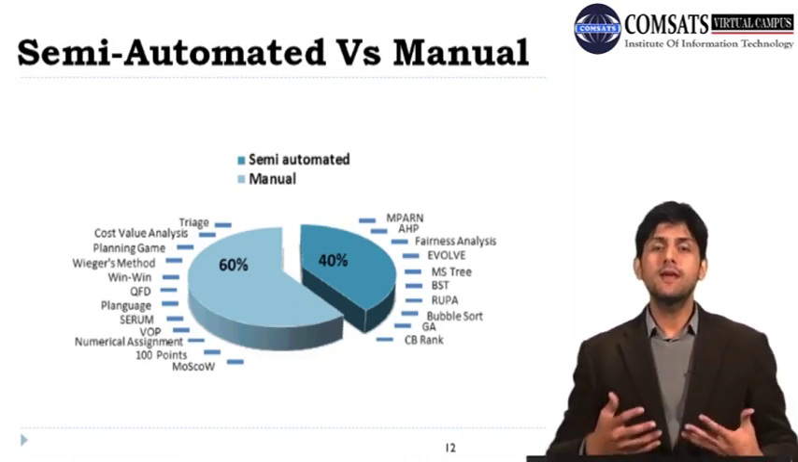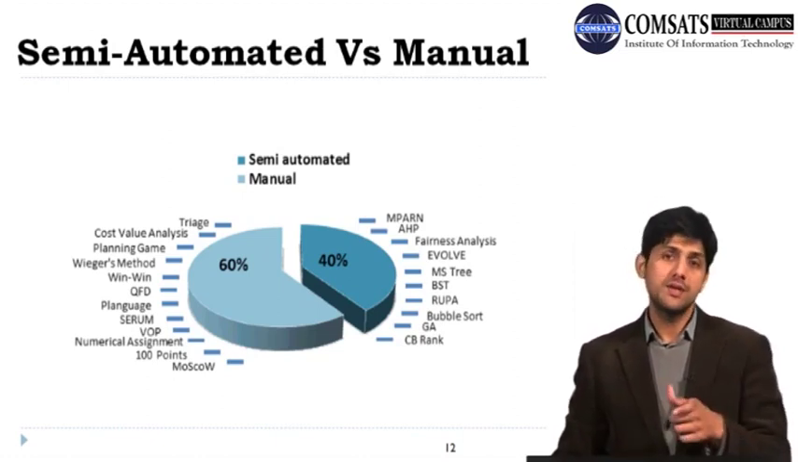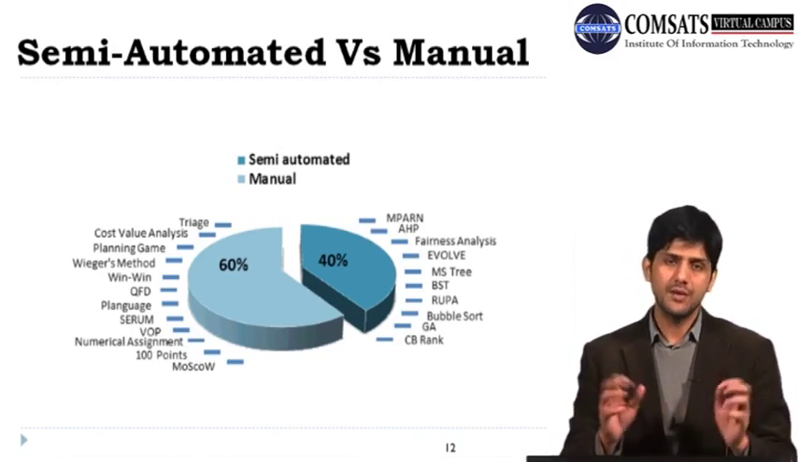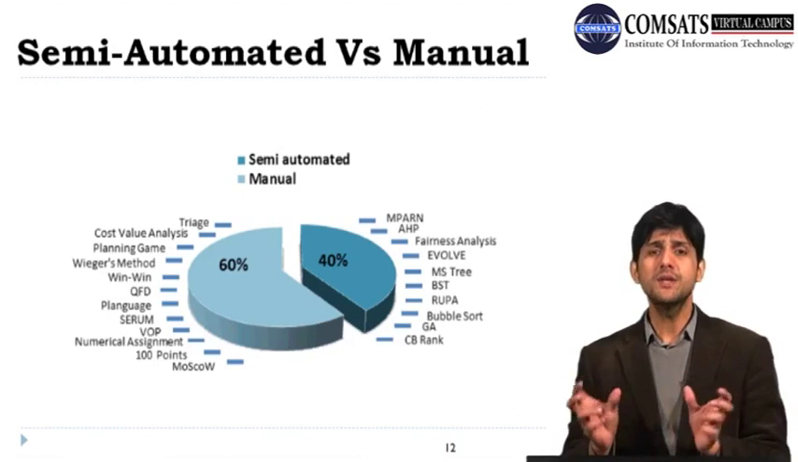A very simple manual way can be that, for example, there are two stakeholders, and you ask each one of them to give priorities to each requirement on a scale of 1 to 10, and then you can also give weightages to these two stakeholders.